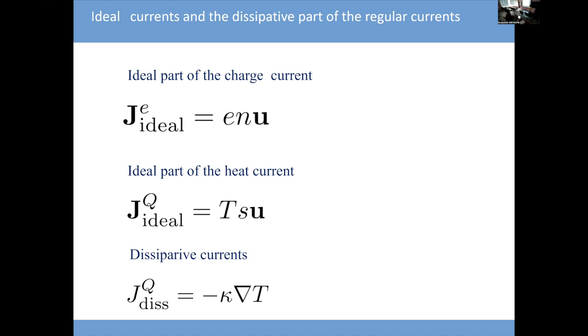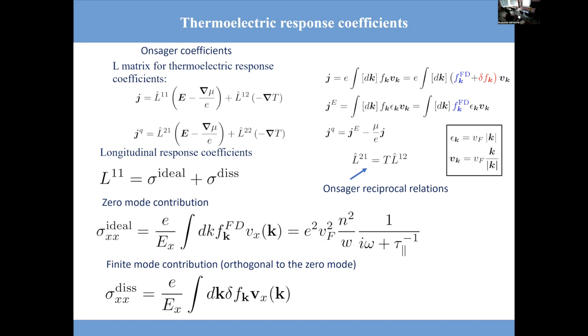Maybe let's go quickly to the results. So you can write heat current and particle current in this nice form. It's called Onsager response coefficient. So you essentially write this as a matrix of particle current and heat current proportional to the driving forces. Driving forces are the electric field, the gradient of chemical potential, and the gradient of temperature.